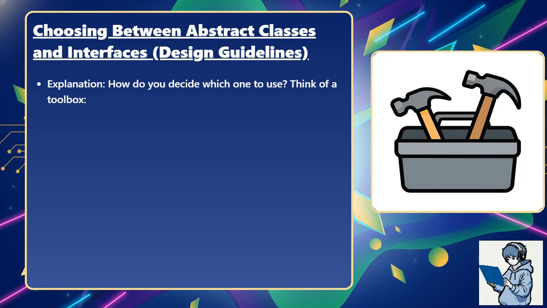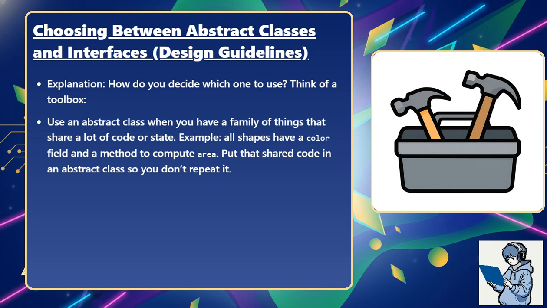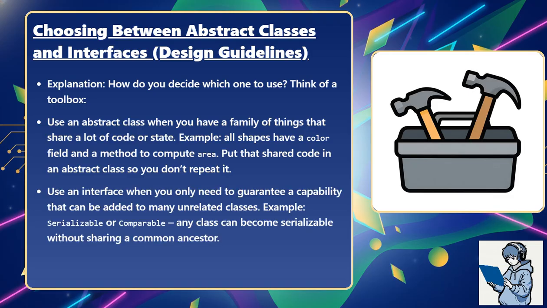Explanation: how do you decide which one to use? Think of a toolbox. Use an abstract class when you have a family of things that share a lot of code or state. Example: all shapes have a color field and a method to compute area. Put that shared code in an abstract class so you don't repeat it. Use an interface when you only need to guarantee a capability that can be added to many unrelated classes. Example: Serializable or Comparable. Any class can become serializable without sharing a common ancestor.